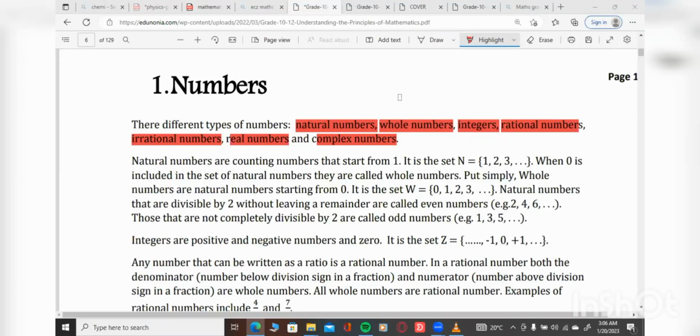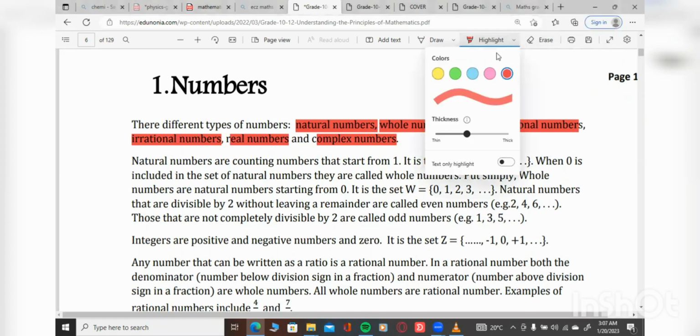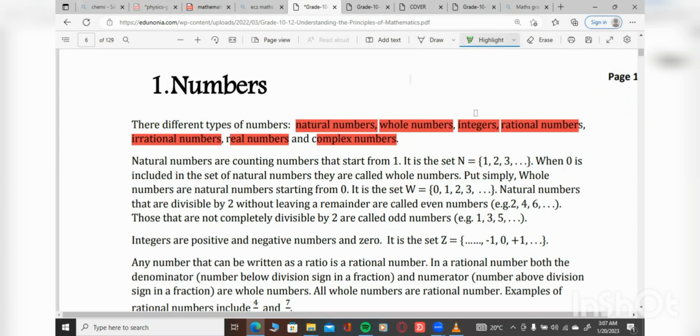We need to understand that we have different types of numbers. We have what we call natural numbers, whole numbers, integers, rational numbers, irrational numbers, real numbers, and also complex numbers. So let's start by understanding what natural numbers are.